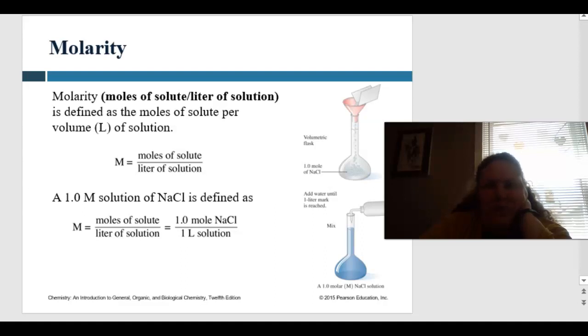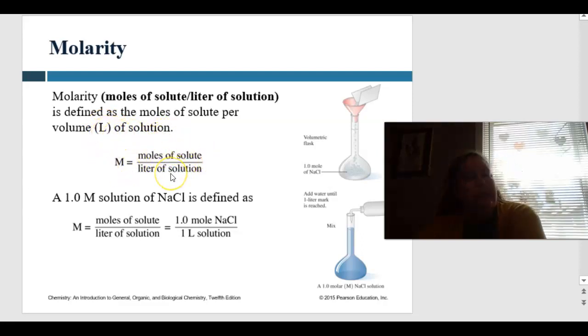Okay, factoring in molarity. Molarity is the moles of a solute per liter of solution, and it's defined as the moles of solute per volume, or liters, of a solution. So molarity equals the moles of solute over a liter of solution. Okay, and you can see a lovely little diagram over here.